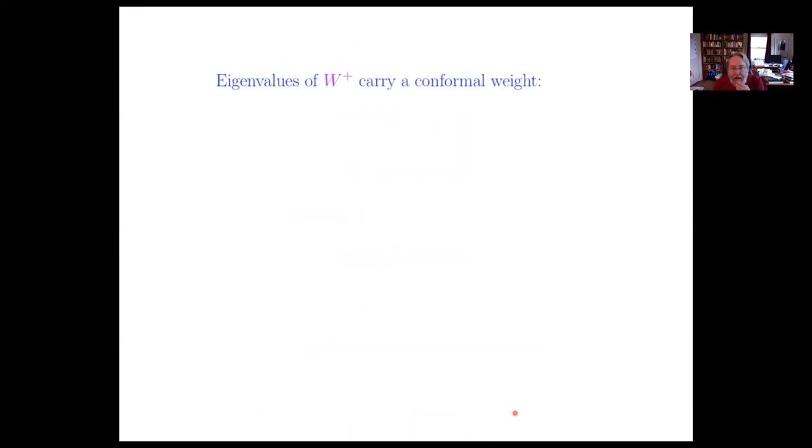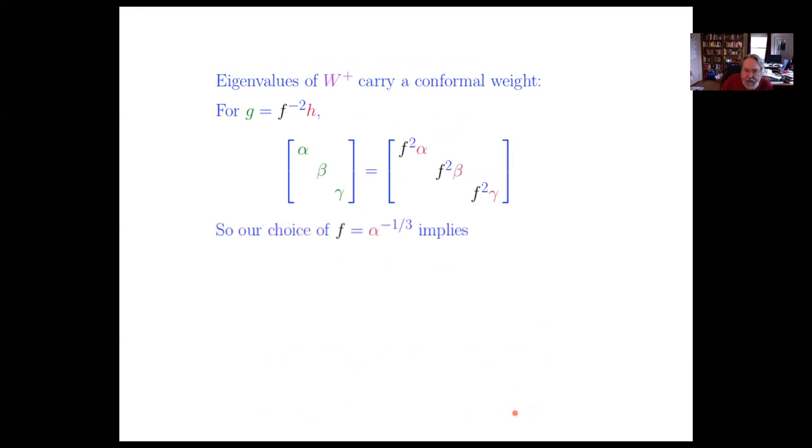Now, on the other hand, the eigenvalues of W plus carry a conformal weight. When you rescale the original metric h by f to the -2, it turns out the eigenvalues then scale by f to the +2. So this particular choice has the property that the new top eigenvalue for the rescaled metric is f inverse. And in particular, alpha times f has been arranged to be 1.